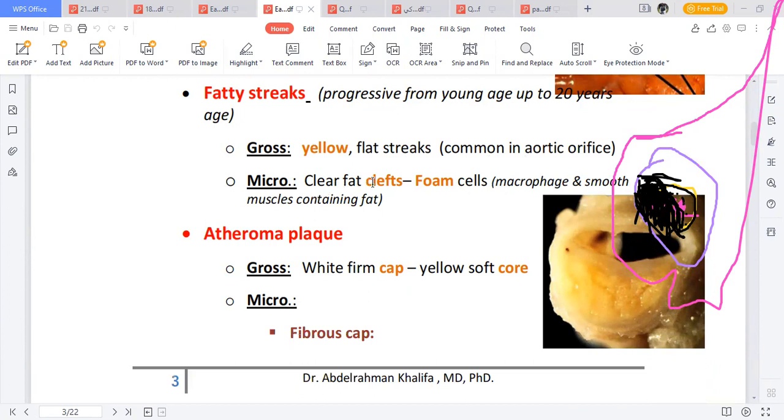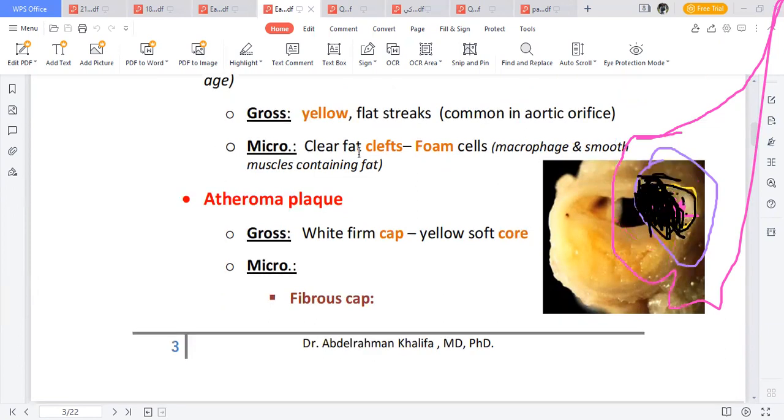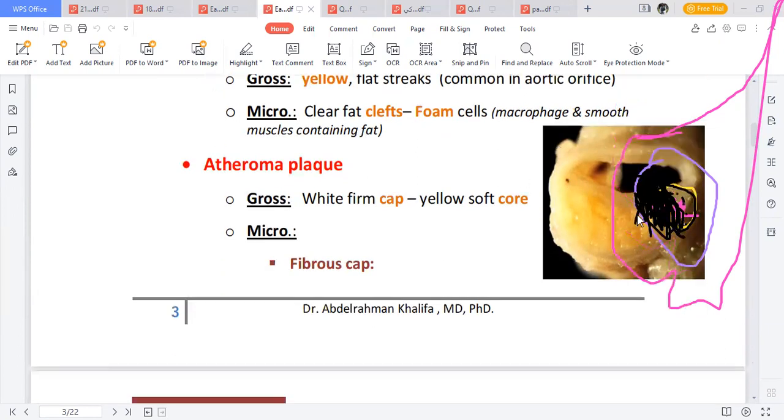Micro, what can you see with a microscope? So clear fat clefts, foamy cells, you can see them. The foamy cells are just macrophages that have engulfed smooth muscles and the lipids. Or rather, we can say the macrophages themselves, plus the smooth muscle containing the fat, all of them form what is called the foamy cells. After that, because remember that one was common in adults, you can have what is called an atheromatous plaque or an atheroma. So now that atheromatous plaque, it is the one that you are seeing here.